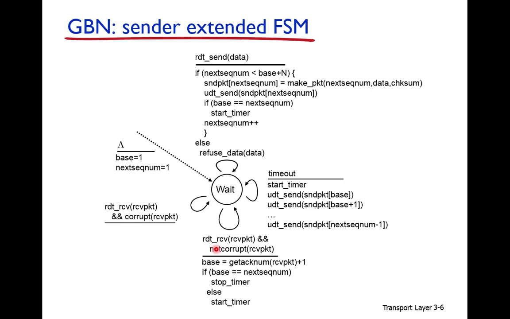similarly if a packet is received with error, corrupt, then that packet is sent again. Okay, and if not corrupt, if the acknowledgement is received, it means that the data is received correctly. So if the data is received correctly, what should we do? We should stop the timer of that packet. If base is equal to next sequence number, then the timer should be stopped, else we start the timer for the next packet.